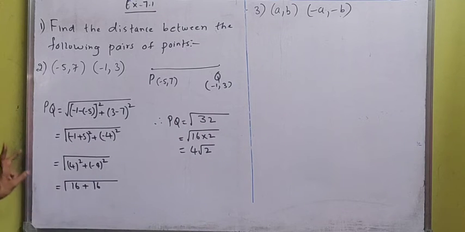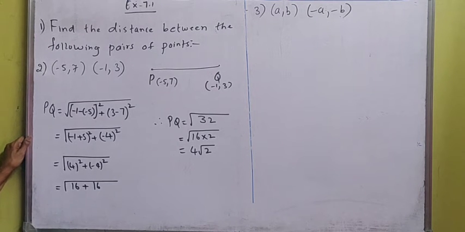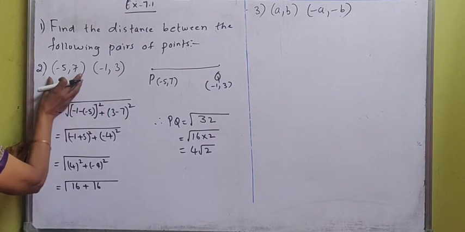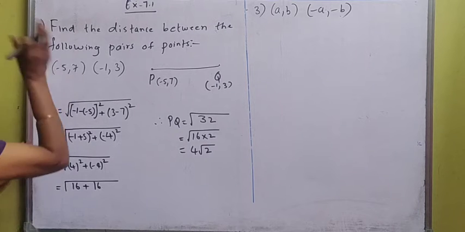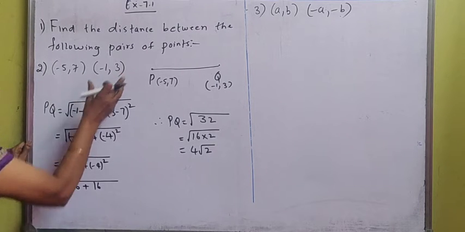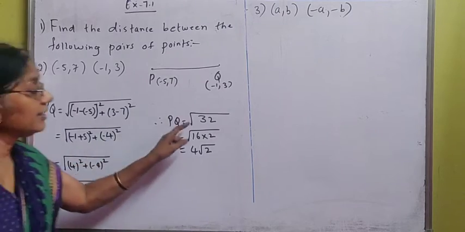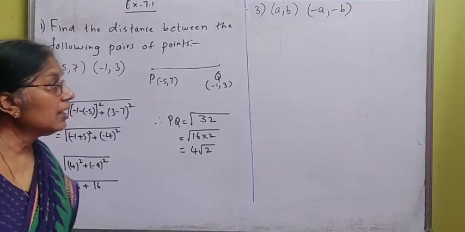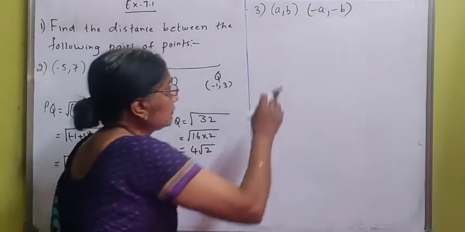So you came to know how to find the distance. We need the distance formula. What is the distance formula? The distance formula says root of (x2 minus x1) the whole square plus (y2 minus y1) the whole square. That is what the distance formula is. Here it tells us to find the distance between these 2 points. P is one point whose coordinates are minus 5, 7. Q is another point whose coordinates are minus 1, 3. So we found that PQ is equal to either root 32 or 4 root 2. Now let us go to the third example.